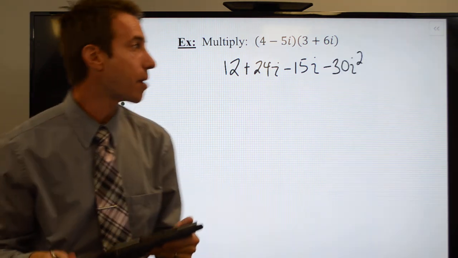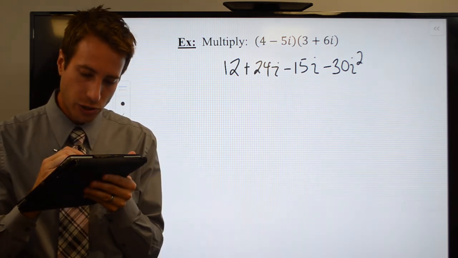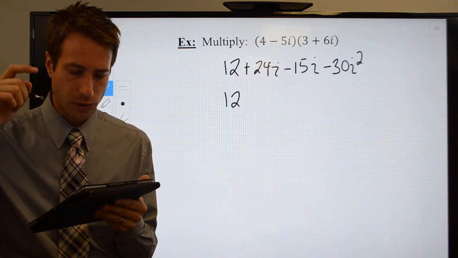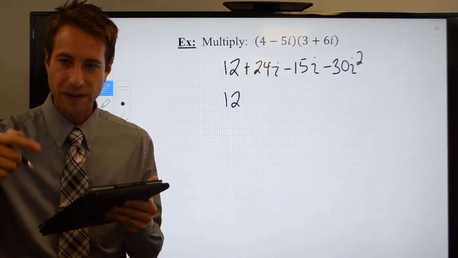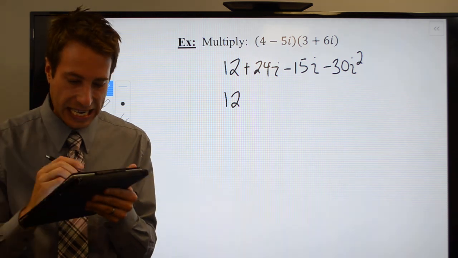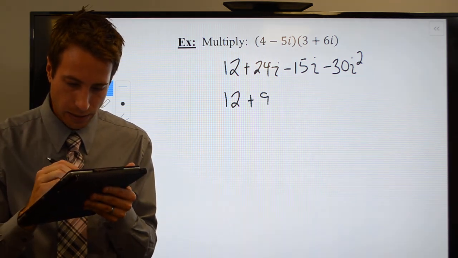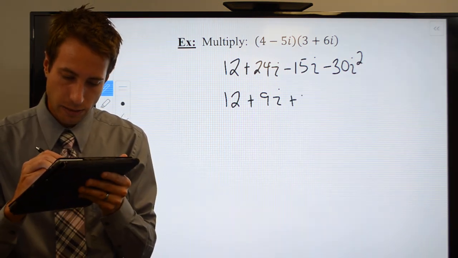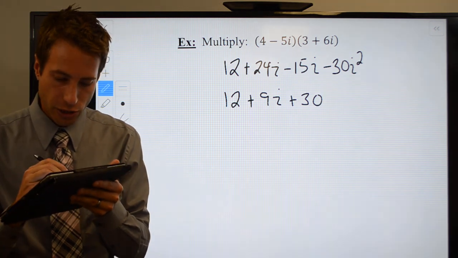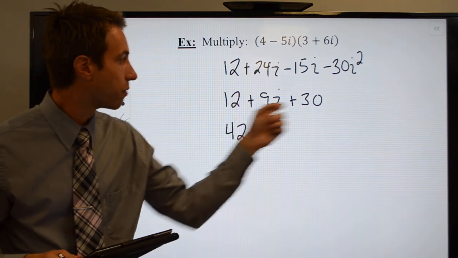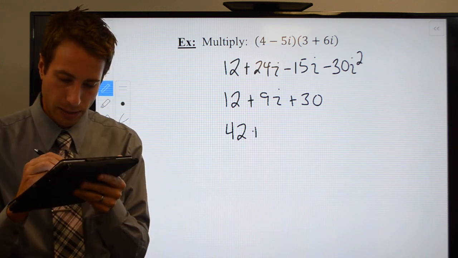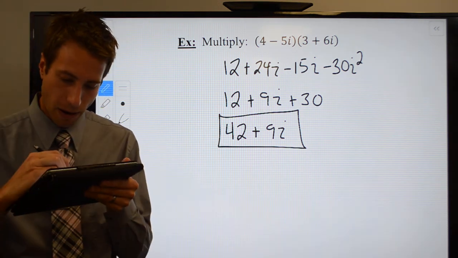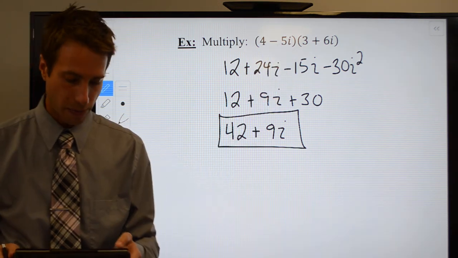i squared. But remember, i squared is a negative 1, so this just simply becomes 12. 24i and negative 15i should become a 9i. And then the negative 30 and the minus 1 would be a plus 30. All right, so 12 and 30 should be 42. Right, 12 plus 30 would be 42, and I've got my plus 9i. I got my complex number coming from foiling those binomials.